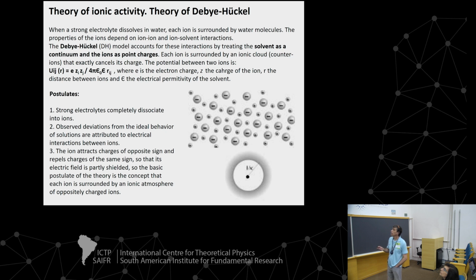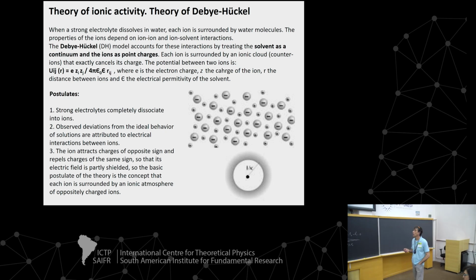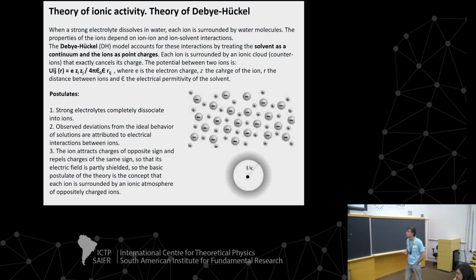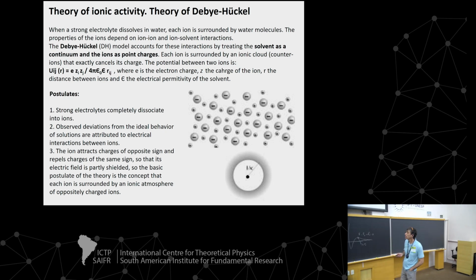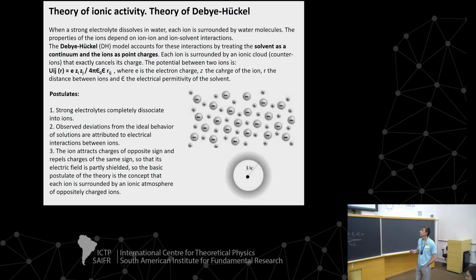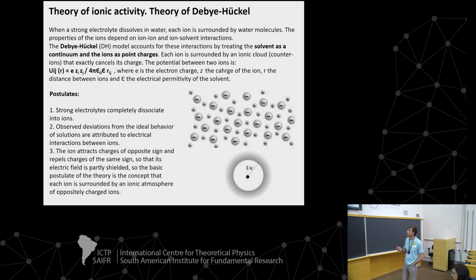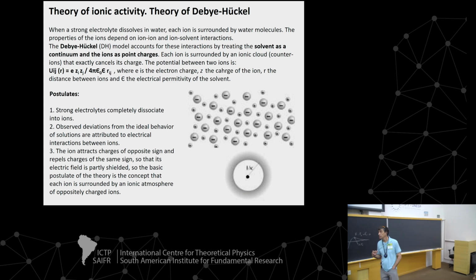The postulates of the theory are that the strong electrolytes are completely dissociated into ions, that the deviations that we are going to observe are due to the electrical interactions between the ions, and third, that the ions attract charges of opposite sign and repel charges of the same sign.